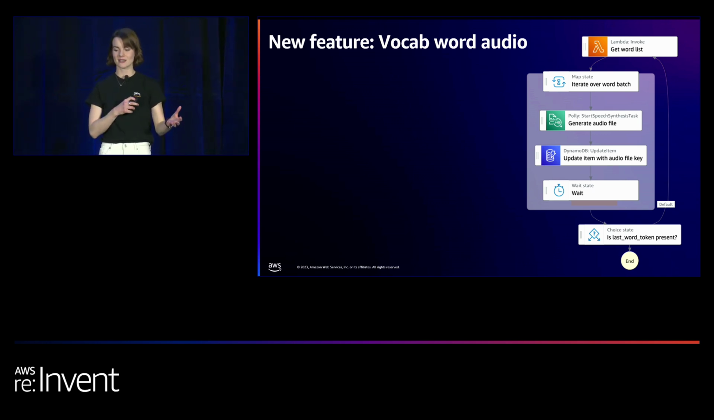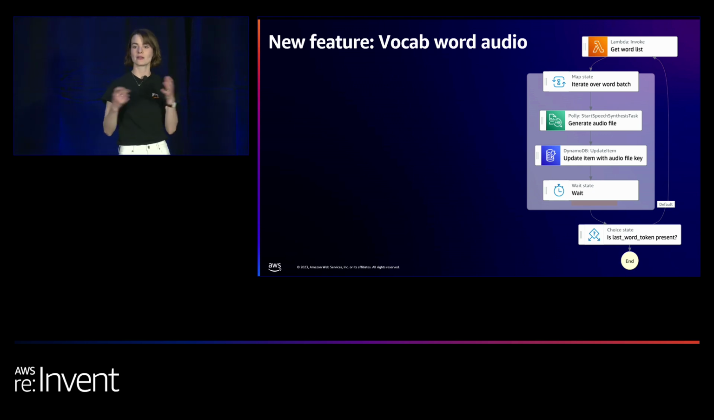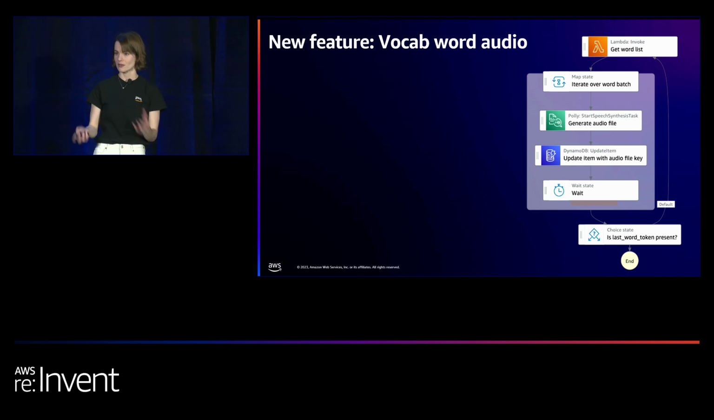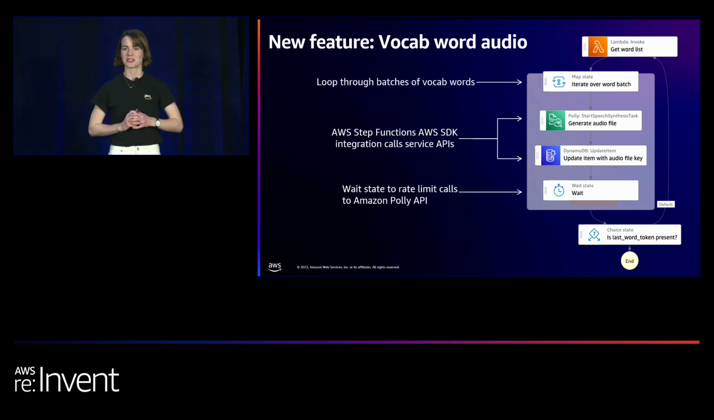Then it has a wait state. The reason it has a wait state is because the Polly API has a rate limit. So this is a great way to avoid running into throttling or APIs that have limits, is to introduce a wait state within your Step Functions workflow. And then finally, it goes back and says, are there more words to batch through? And then it starts the whole batching process over again. And here are some comments to tell you exactly that.